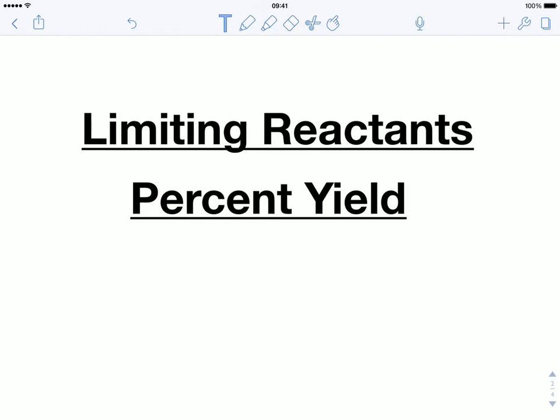This video is going to cover limiting reactants and percent yield. Now, limiting reactant is simply the substance in a chemical reaction that runs out first. It seems very simple, but it's something that tends to confuse a lot of people. So to help you better understand, I'm going to use a cheesy, no pun intended, example. Let's say I want to make a cheese sandwich.